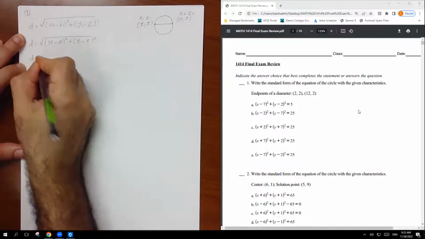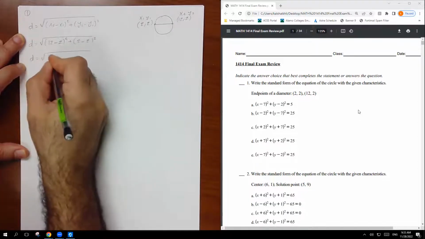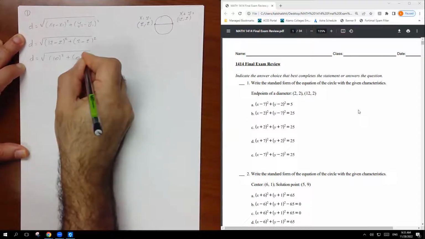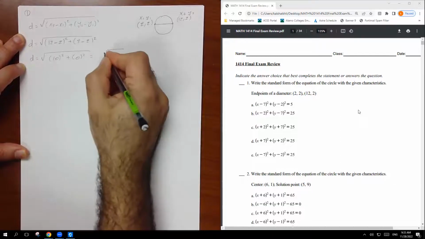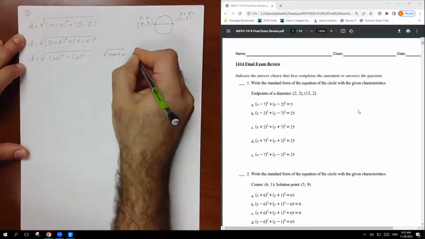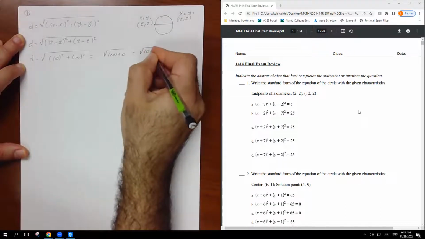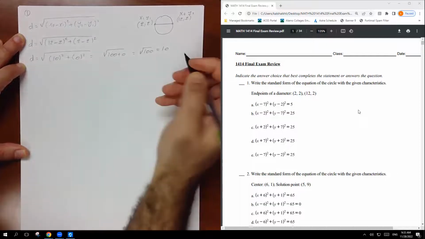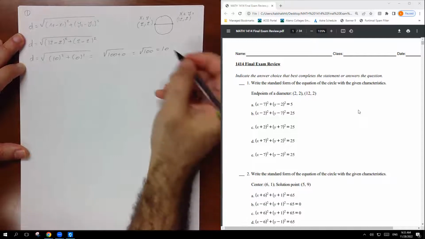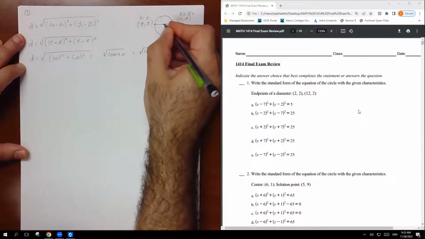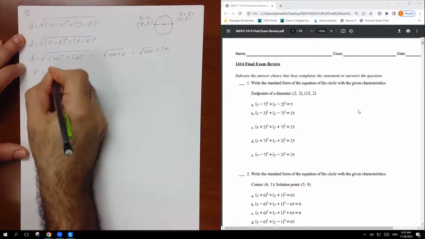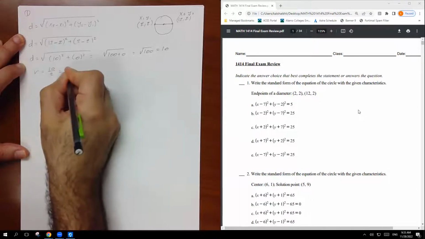That means the distance is going to be the square root of 10 squared plus 0 squared. 10 squared is 100, plus 0, and the square root of 100 is 10. So the distance between these 2 points is 10. We need to find the radius, which is half of the distance. That means our radius is 10 divided by 2, which is 5.